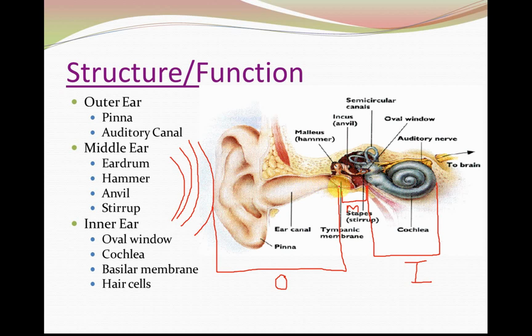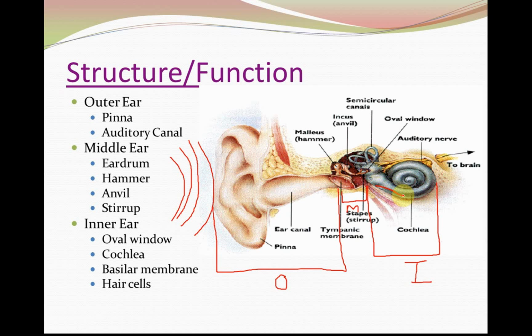Alright, anyways, moving into the middle ear, we have the eardrum, or the tympanic membrane. What happens with the sound is it vibrates against this membrane, and this vibration is then picked up by the hammer, and then by the anvil, and then by the stirrup. These bones vibrate against the oval window of the cochlea, and the sound is able to go inside of this snail-like structure.